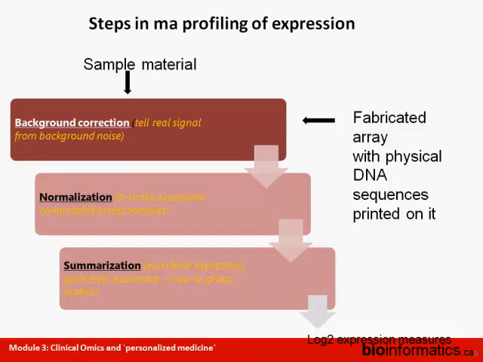You usually go through three major steps. Background correction allows you to tell real signal from background noise. Then normalization is the next step, the goal of which is to make the expression profiles comparable across chips or across samples. In the end, you do summarization, such as exon level expression summary or gene level expression summary. It just depends on the array design and your study design. And in the end, you get log two expression measurements for your microarray platform.